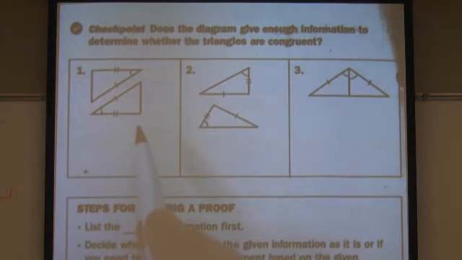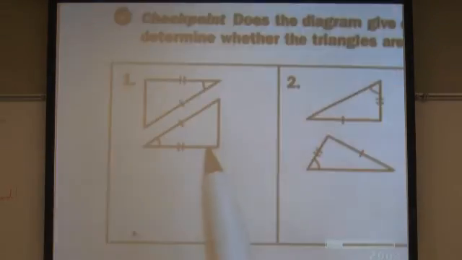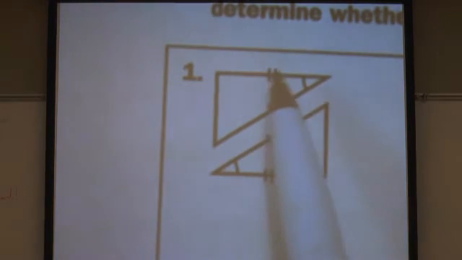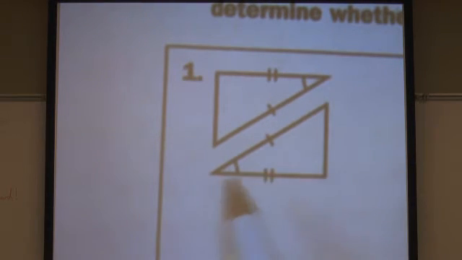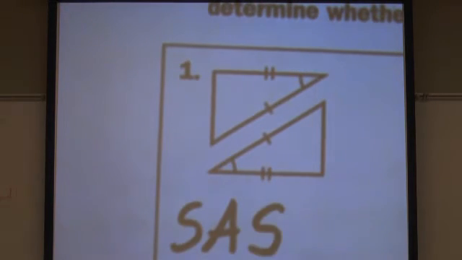Can we use either SAS or SSS on the first triangle? We have two sides in the bottom triangle congruent to two sides of the top triangle. And we do have the angle that is included, the angle that makes up the two sides in both triangles. So yes, these triangles are congruent, and they're congruent by SAS.